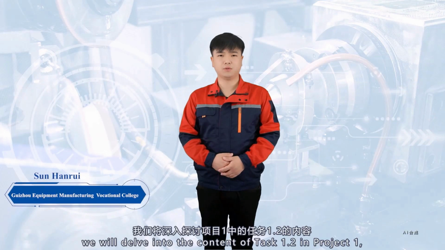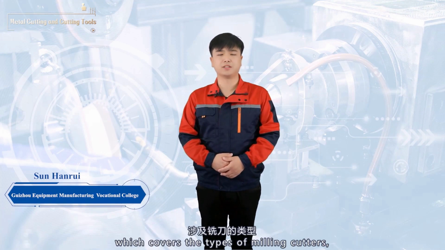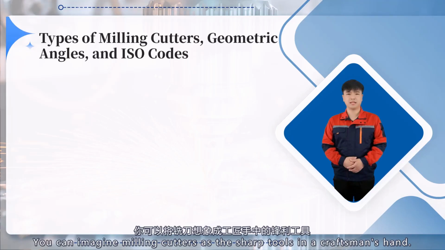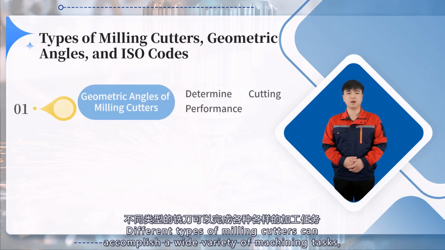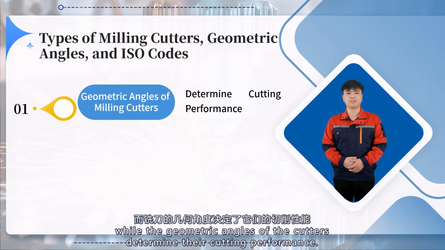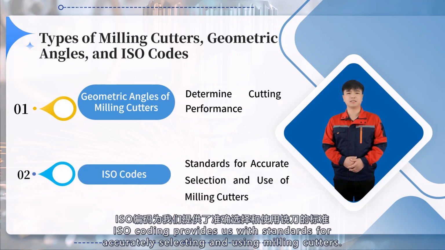In this lesson, we will delve into the content of Task 1.2 Inches Project 1, which covers the types of milling cutters, geometric angles, and ISO coding. You can imagine milling cutters as the sharp tools in a craftsman's hand. Different types of milling cutters can accomplish a wide variety of machining tasks, while the geometric angles of the cutters determine their cutting performance. ISO coding provides us with standards for accurately selecting and using milling cutters.